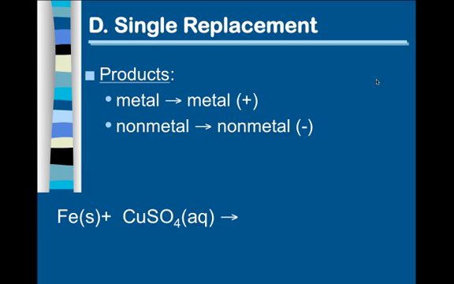Iron plus copper sulfate. Iron right here is just going to take the place of this copper, leaving you with copper, copper comes off, and iron sulfate. Iron 2 sulfate to be specific.